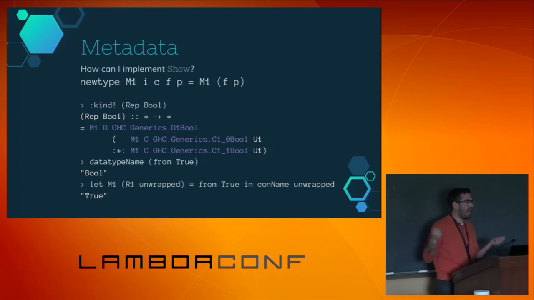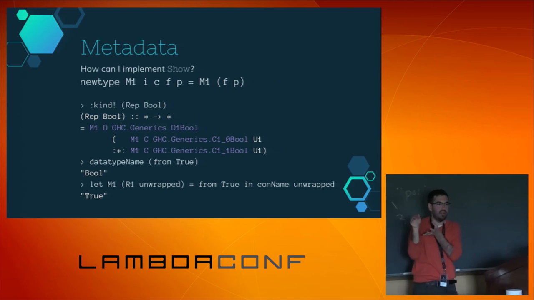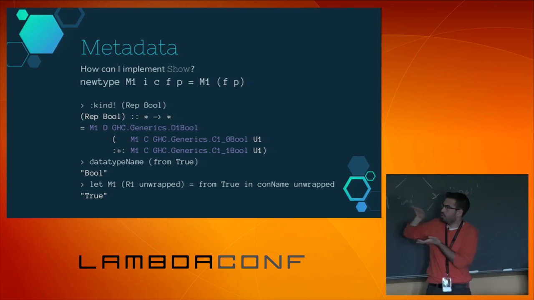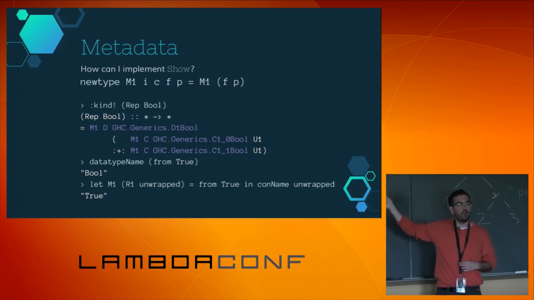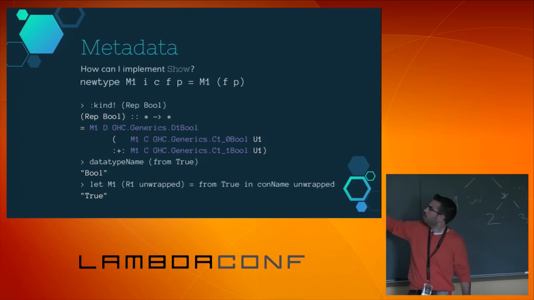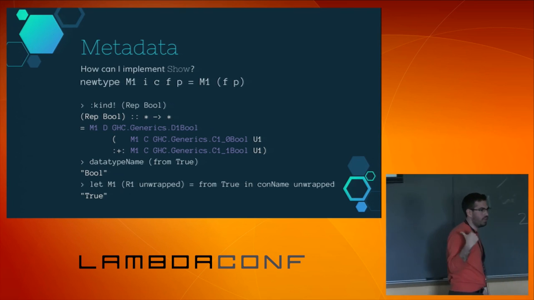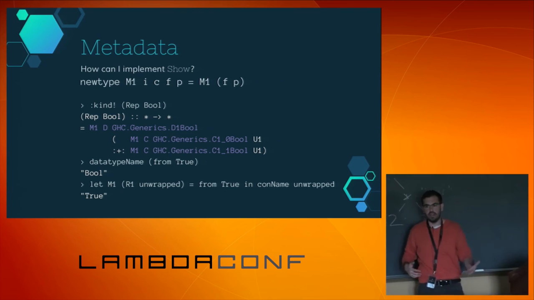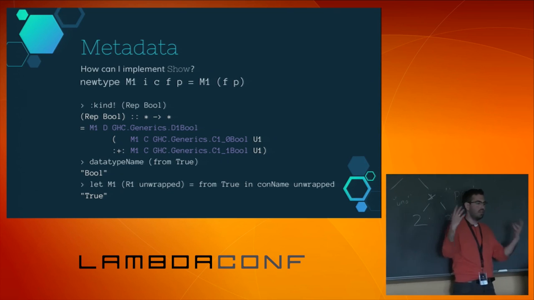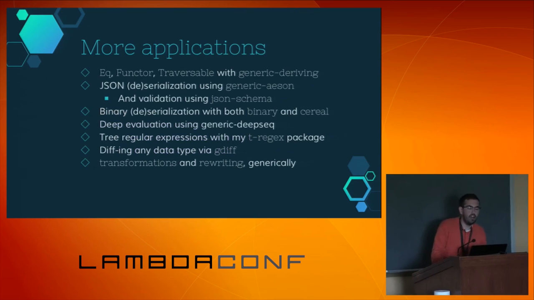So if you ask for the data type name from true, you need to give it a value, but you have true, then you get bool. So it recalls what the data type name is. And if you ask for the constructor name, it will also tell you the constructor. So with this, you have more information. How was the model defined? Is it defined as a record? All this information. With this, you can implement a lot of stuff.